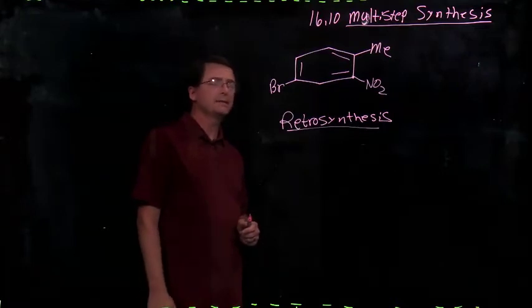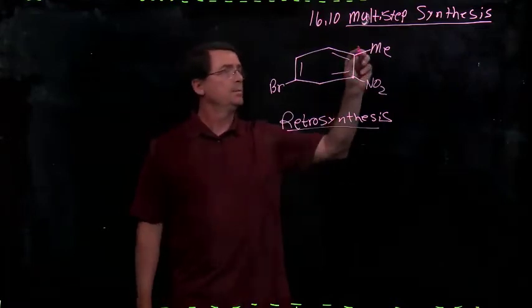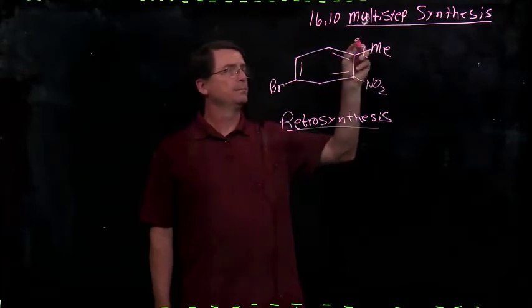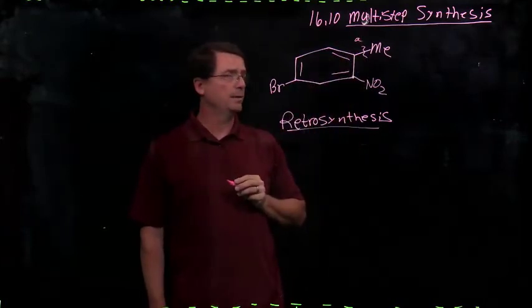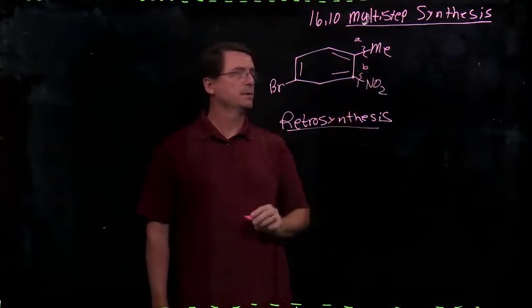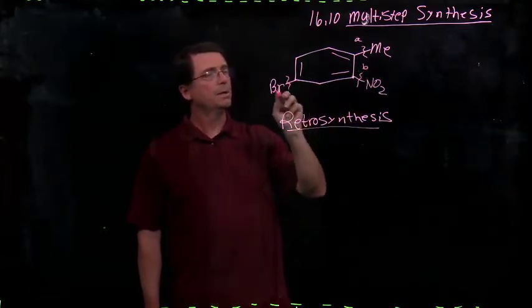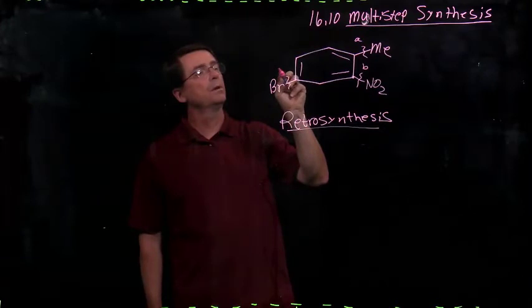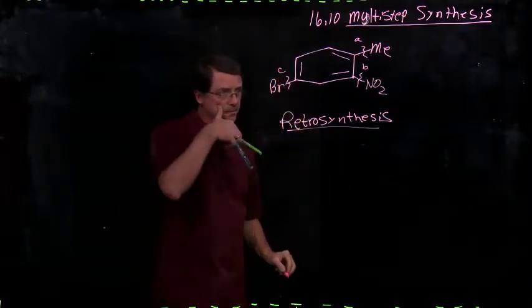Well, what's the last thing we want to put on? We could put the methyl group on last. Let's call that path A as we begin to look at this. We could put the nitro group on last. We'll call that path B. Or we could put the bromine on last. We'll call that path C.